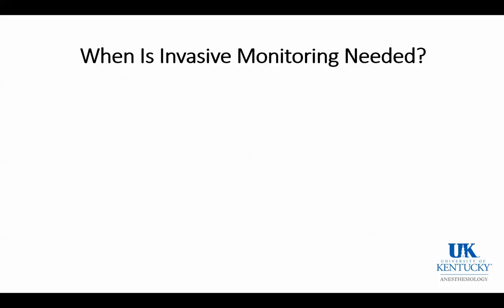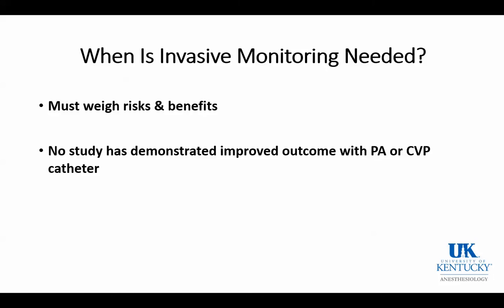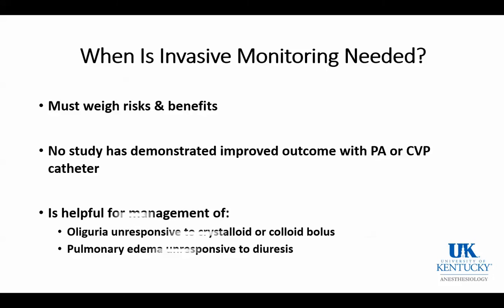So when would invasive monitoring be needed in a preeclamptic patient? Well, as with any sorts of procedures, you need to weigh the risks and benefits. There may be times where very careful blood pressure control is necessary, and you might place an arterial line. But in terms of central catheters, either a PA catheter or a CVP, the bottom line is there's no study that has demonstrated improved maternal outcome with a central catheter in place.